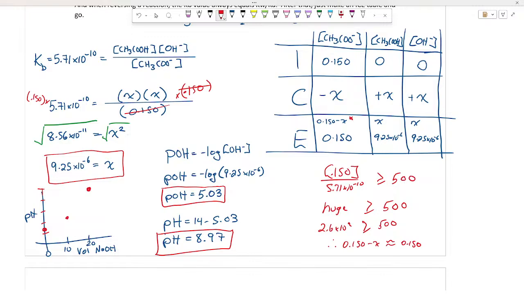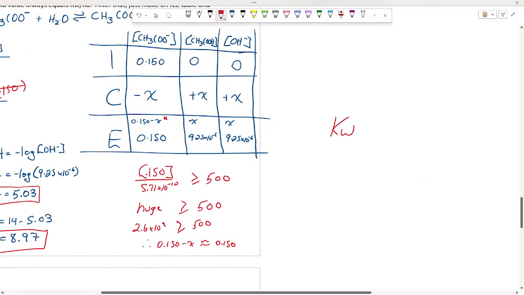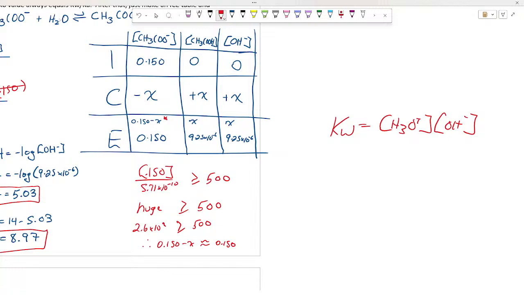So if the temperature is really high, what do I do? You would have to shift that. You can look it up too. You can look the kW of water up at different temperatures. And then you wouldn't be able to do the 14 shortcut. You'd have to actually do, remember that kW always equals the concentration of H3O plus times the concentration of OH minus, and you'd figure it out that way. Do you remember that? We've done that a few times. Cool. Good questions. These are very good questions.